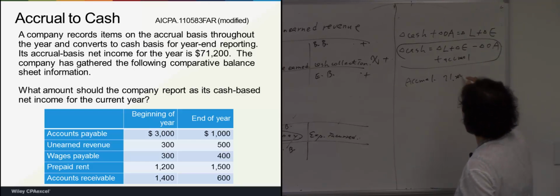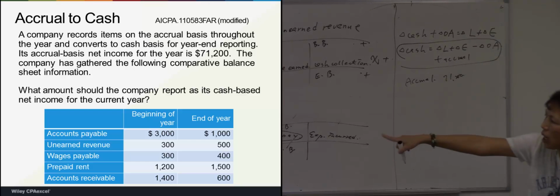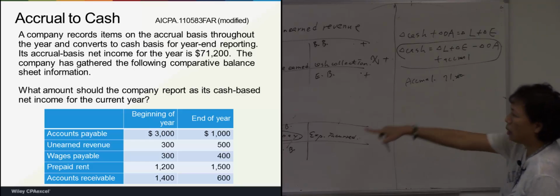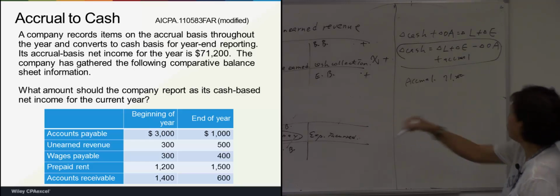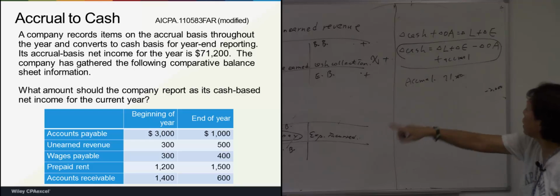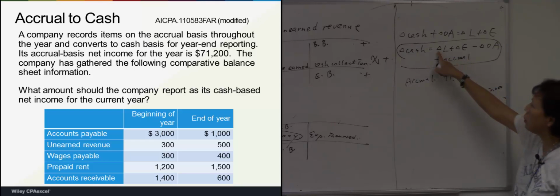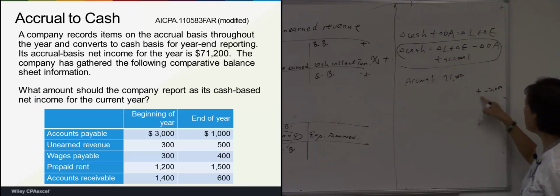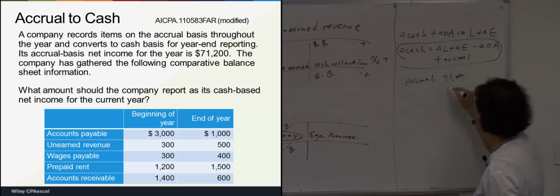71,200. And the first item, accounts payable, it's decreased by 2,000. Accounts payable is a liability. The sign for liability is positive. So positive, negative becomes negative.